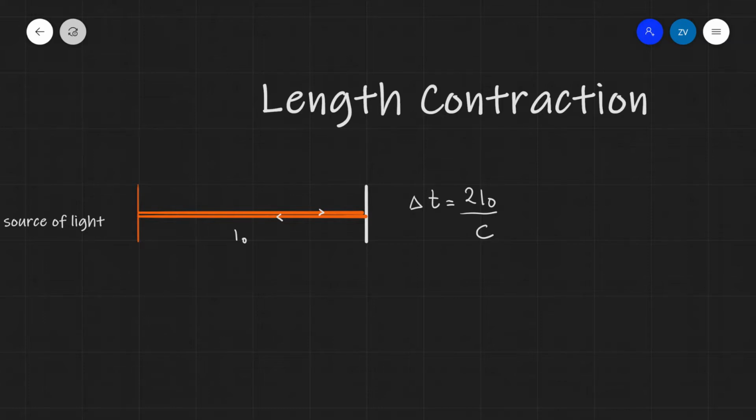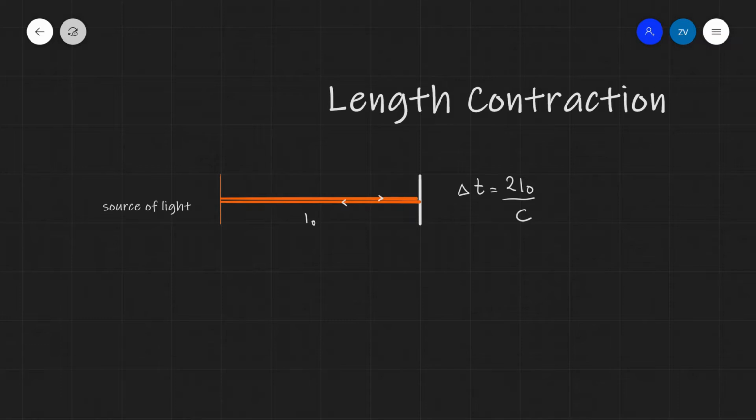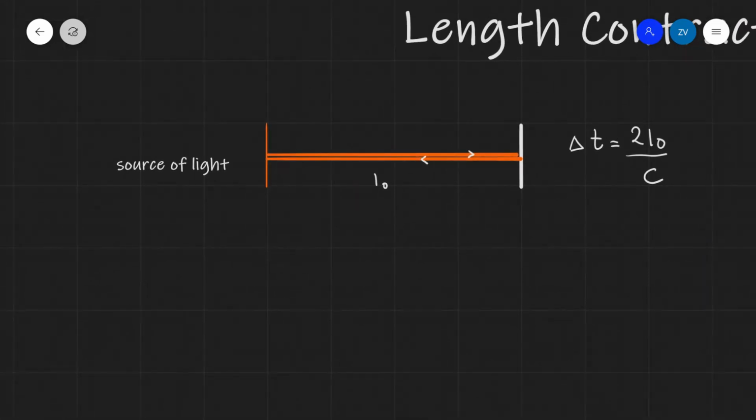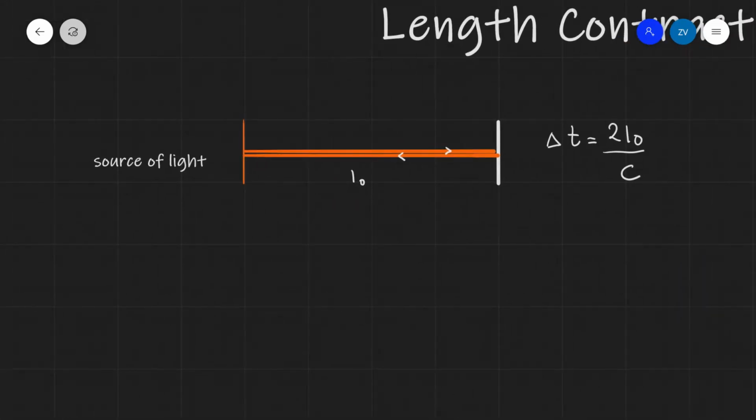Let's get started. In order to demonstrate that length contraction is a real phenomenon, let's think of another thought experiment. This idea was once again first devised by Albert Einstein in the early 20th century. Now, how do we know the length of something? Let's look at a very basic ruler.